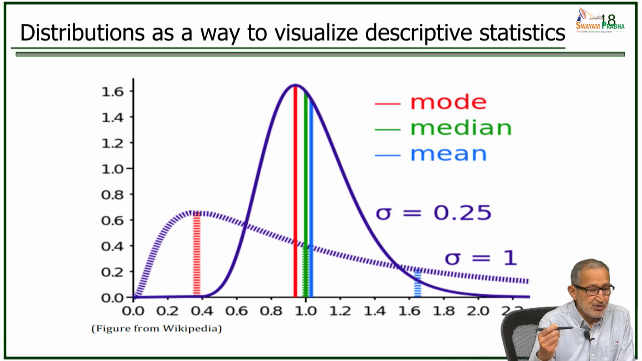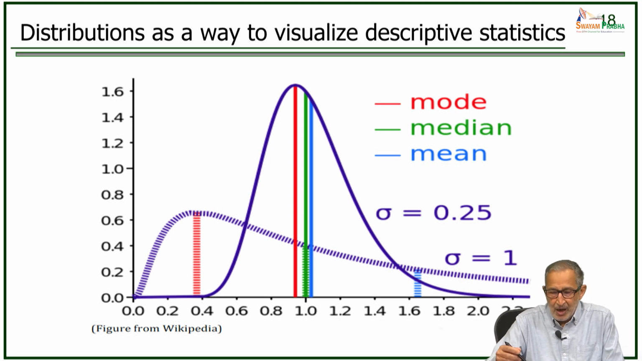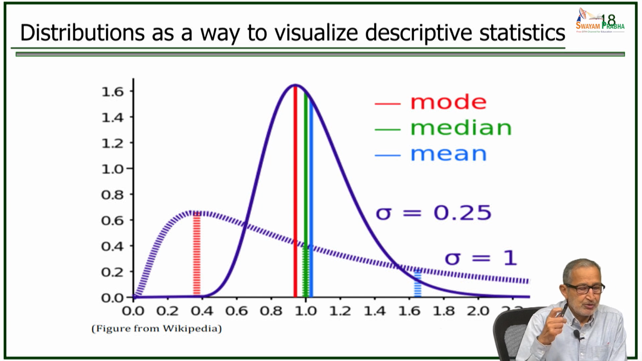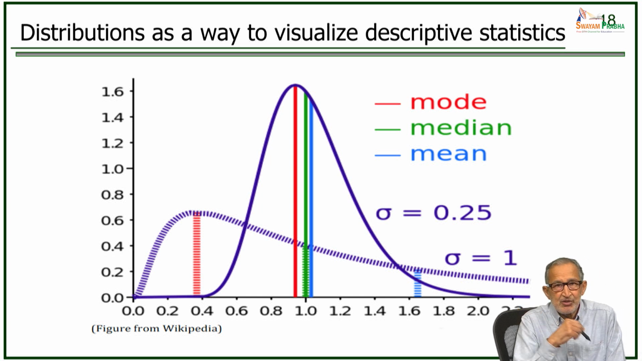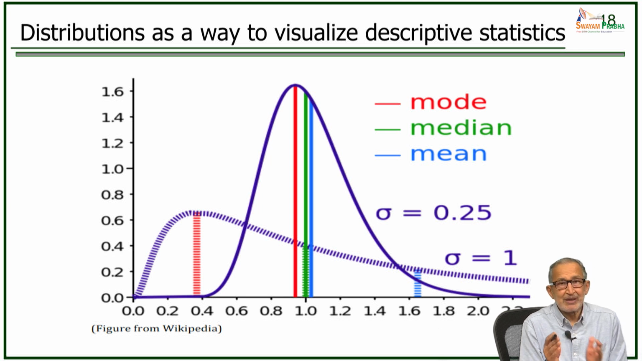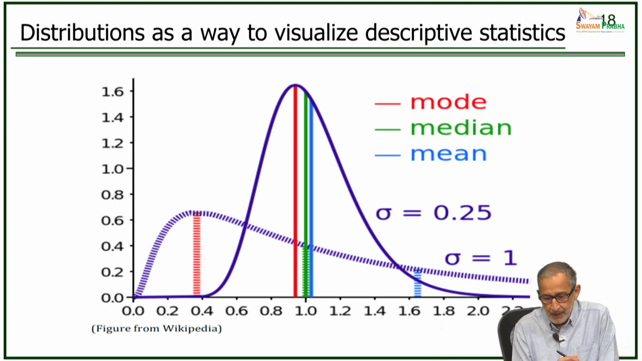When the distribution is symmetric, the mean, median, and mode are similar as shown here. The mode corresponds to the most frequent observation. The median gives the location such that 50% of the data will be below that value, and 50% of the data will be above that value. The mean is the arithmetic average of all the observations.